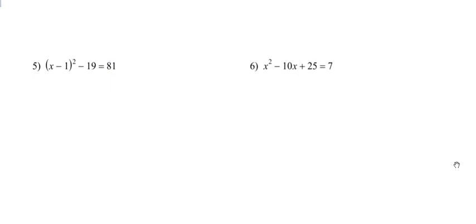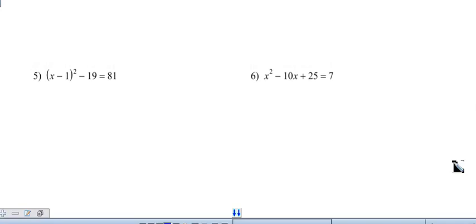These last two examples look more complicated, but the process is exactly the same. Even though I have this parentheses in number 5, that parentheses is squared. I want to solve for x, and I need to get x all by itself. So again, I just start peeling the layers of this onion away. Start with things that are furthest away from the x, and then move closer to the x as you can. Start by adding 19.